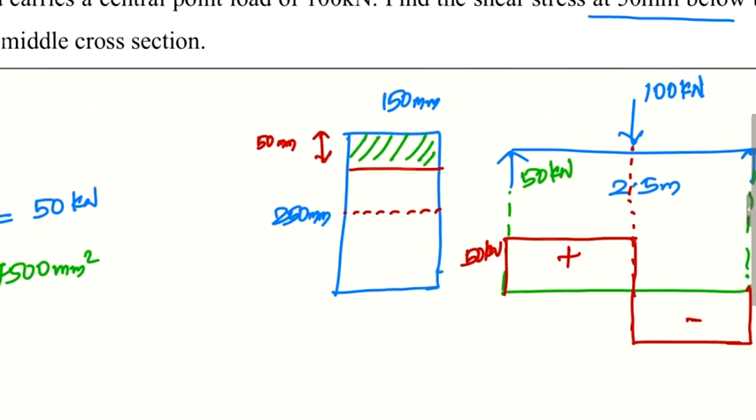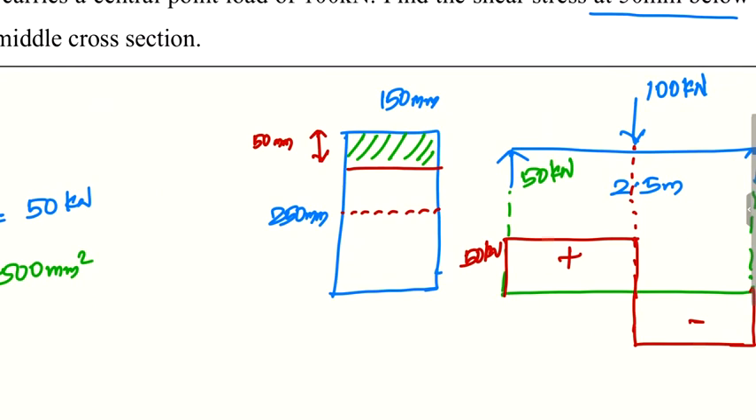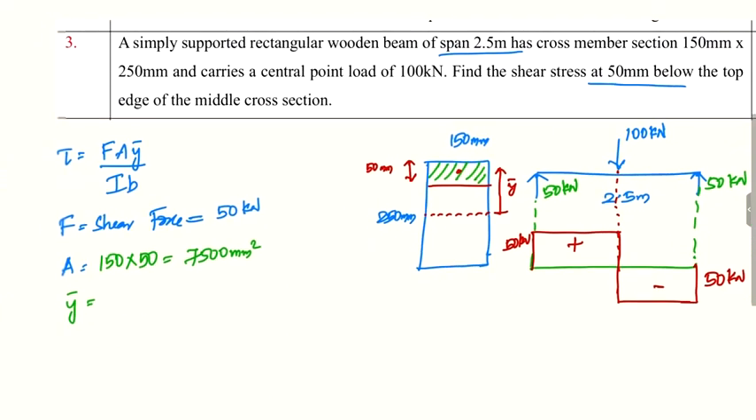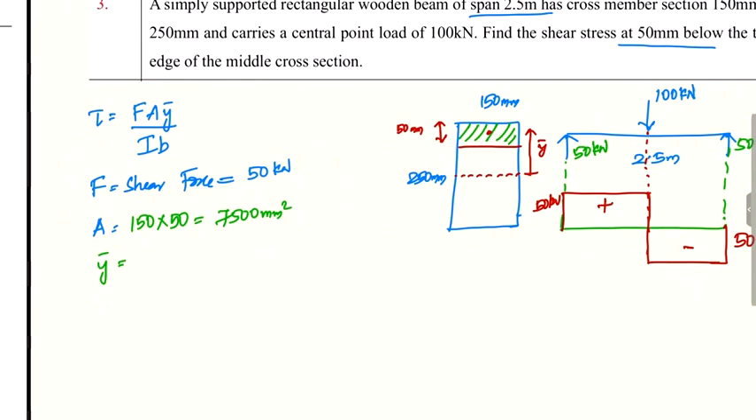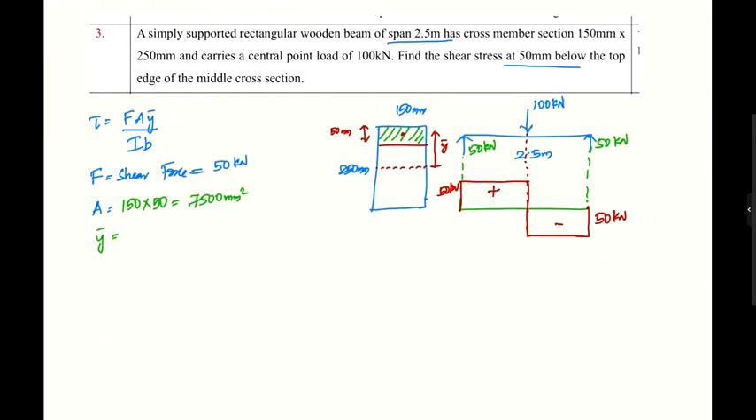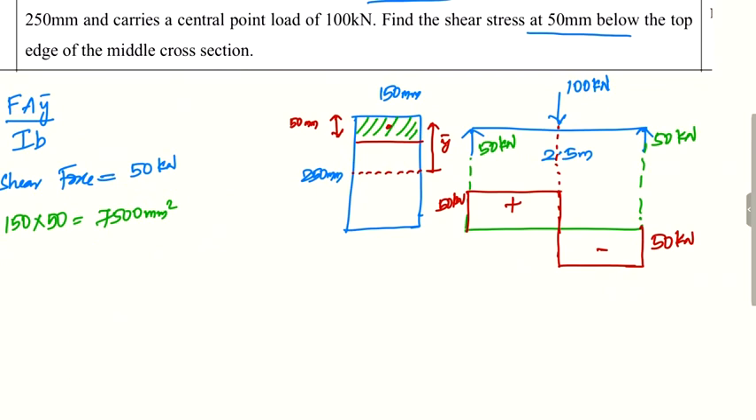Now y bar means what? From the neutral axis, the distance up to the centroid of this, right? That is the distance of your y bar. That is the centroid of the area under consideration. Distance from the neutral axis to the centroid of the area of the layer which is above under consideration. So I could write this. The total distance here is what? This is 125 mm. This distance is 250 by 2, 125 mm. So this distance will be what? That is 75 mm, right?